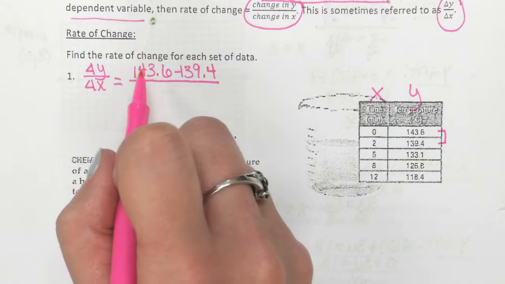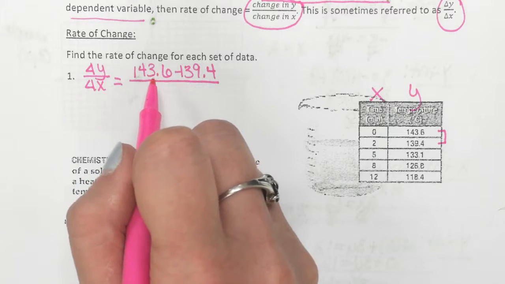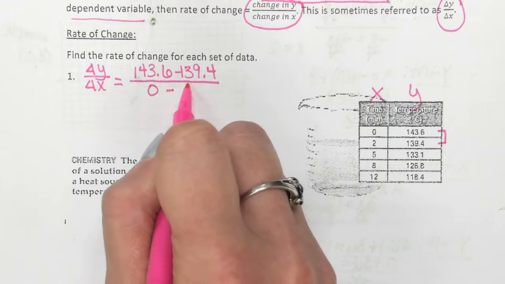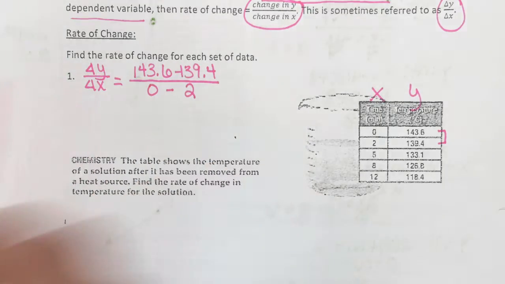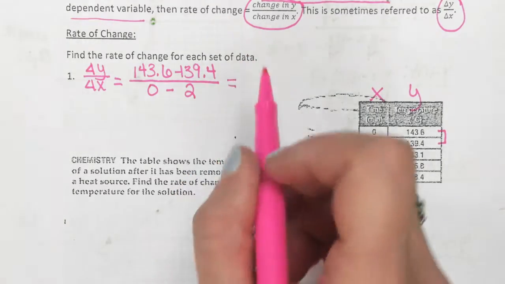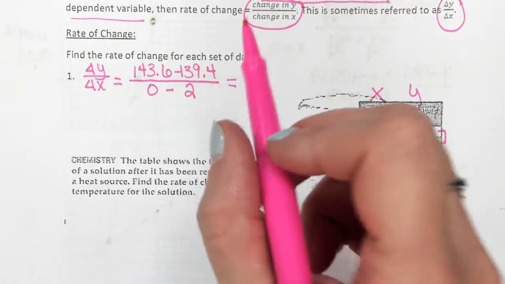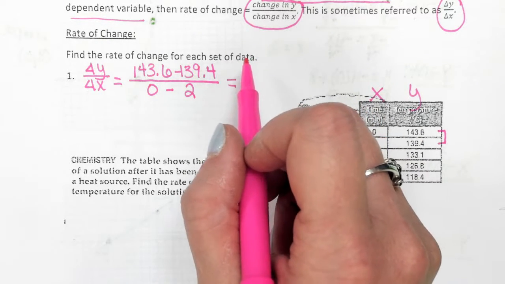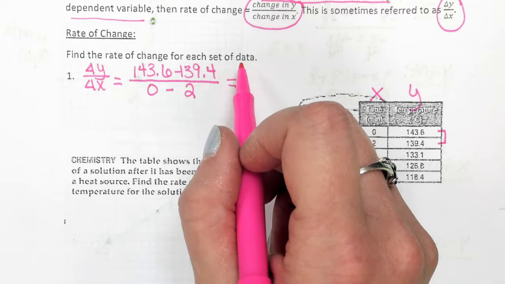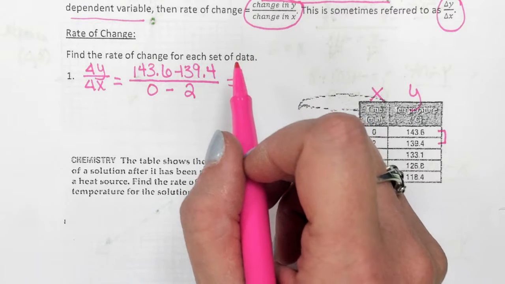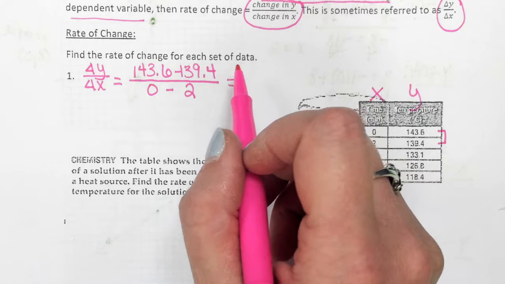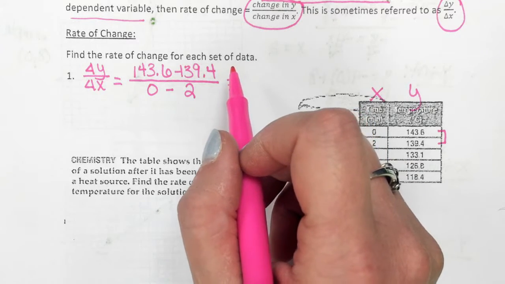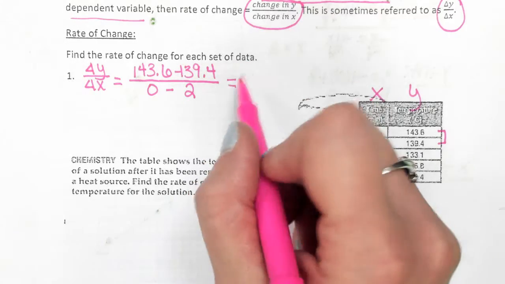So what's the X that goes with 143.6? 0 minus 2. They have to go in the same order. It doesn't matter what order you start in, but you have to do them in the same order. So take your handy-dandy calculator and subtract those. And what do you get? 143.6 minus 139.4. 4.2? That sounds about right.